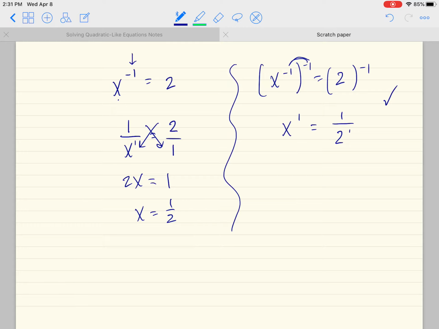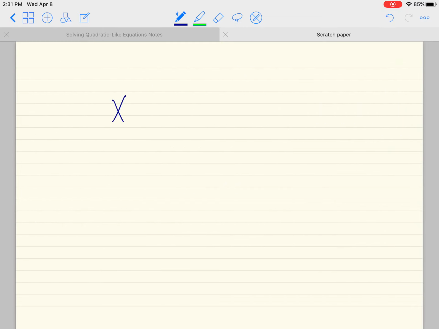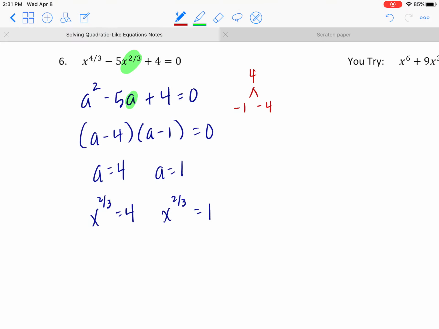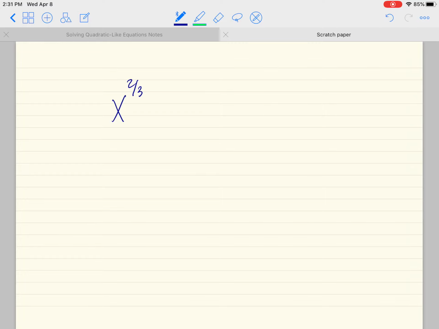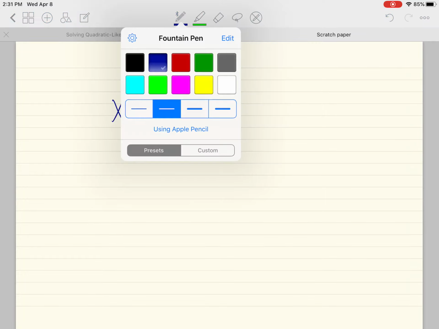Okay, so a couple of ways to look at this. Again, you can raise both sides to the 3/2. Let's take that approach here. Let's see.